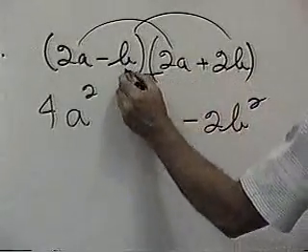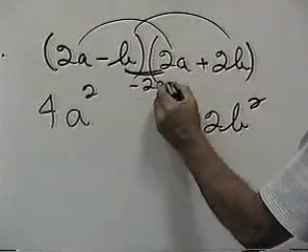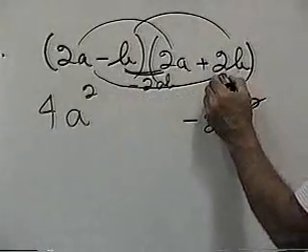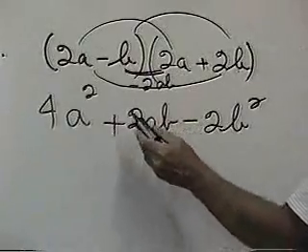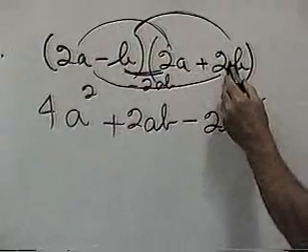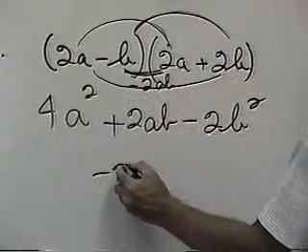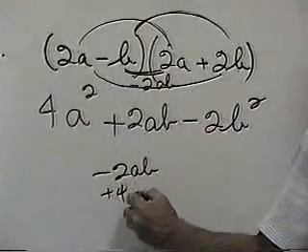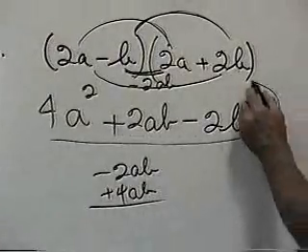Okay, inside is a minus 2ab, a minus 2ab. Outside is a plus 4ab, so it adds up to a plus 2ab. First times the first, last times the last, inside, and inside is a minus 2ab, outside is a plus 4ab. Adding that together, we get this as an answer.